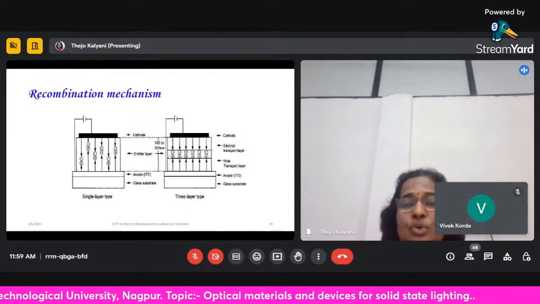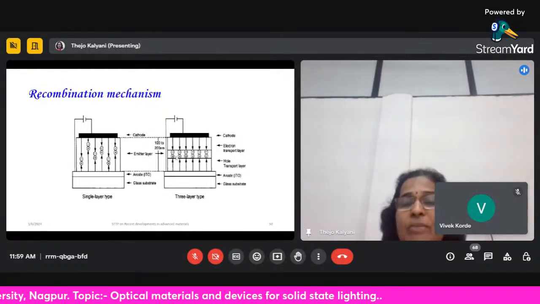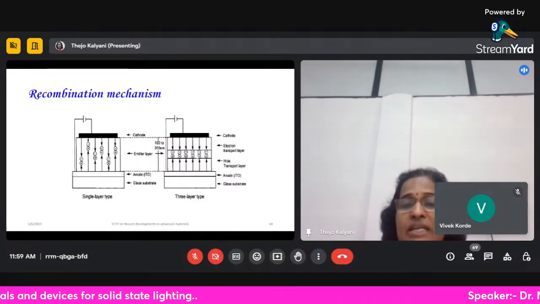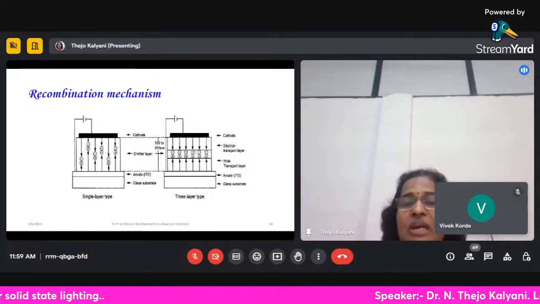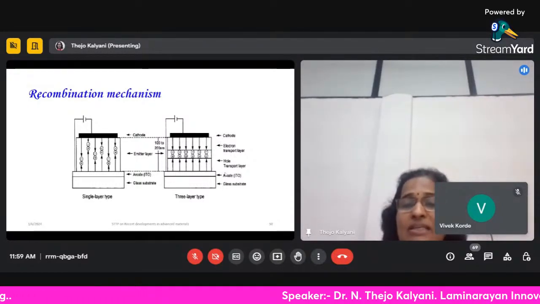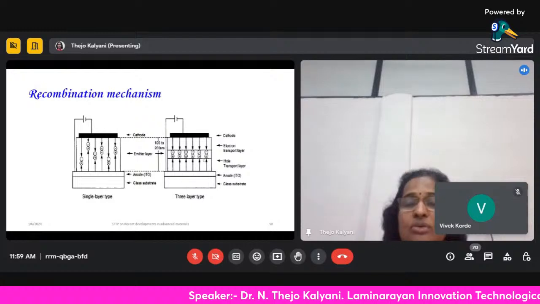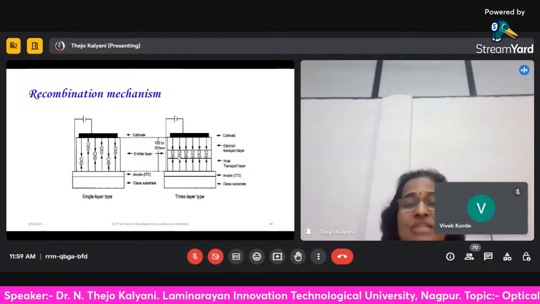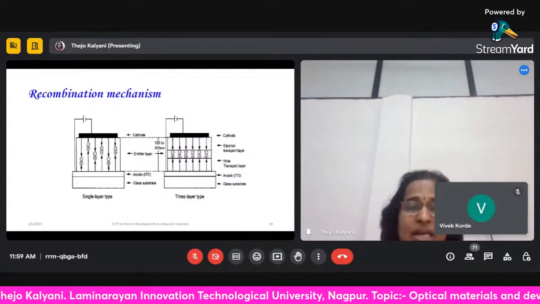What we are trying to do here is confine the recombinations to one particular region, the emissive region. Here itself, we are making it thin, and we have some other layers on either side of it, so that the electrons and holes recombine within this particular region, and you have some light in one particular direction.